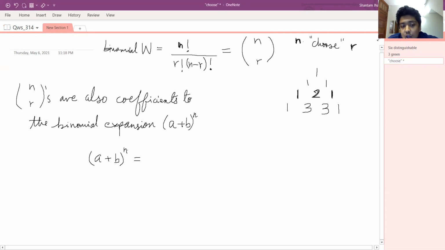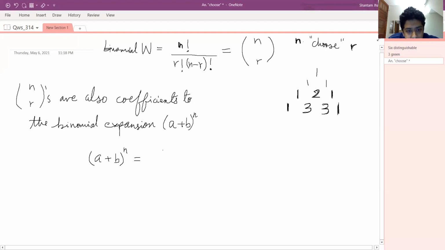What is a plus b cubed? Well, it is a cubed, plus 3a squared b, plus 3ab squared, plus b cubed. So it nicely works out that these n choose r's are also coefficients to the binomial expansion a plus b to the n.